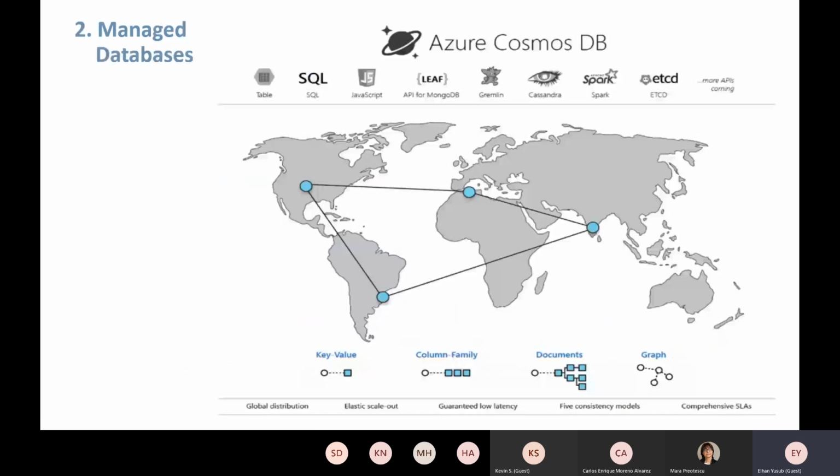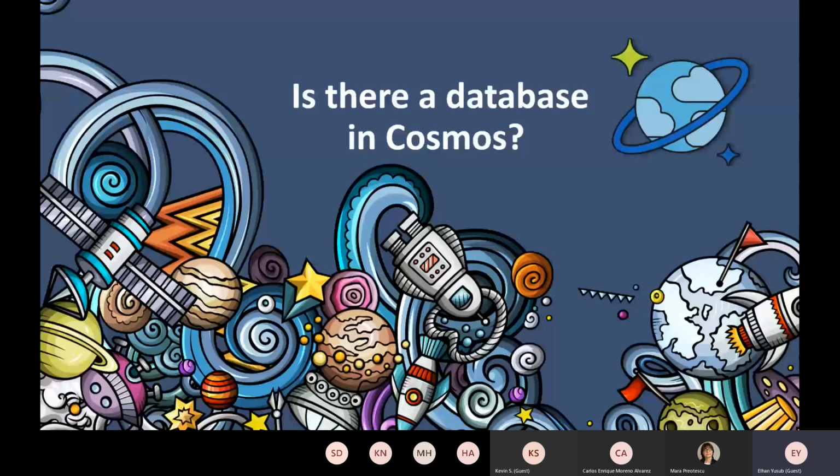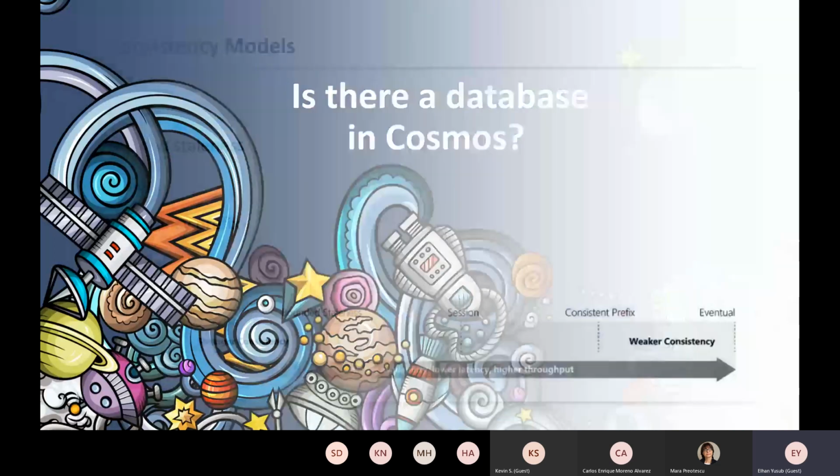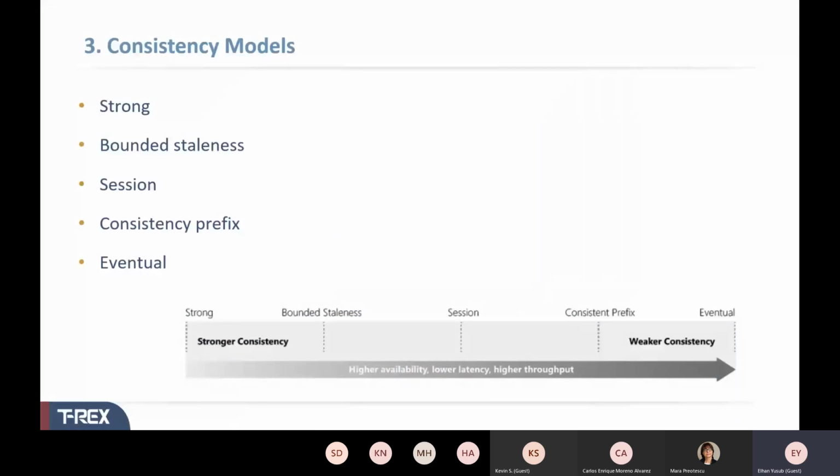So in terms of databases, there's this big name Cosmos database, but is there a database in Cosmos? Now let's learn about that. But before jumping into the Azure portal and looking at how to provision one, we are going to briefly look at the consistency models. In any database that we deal with, we mostly have two models, which is the strong consistency model or eventual.